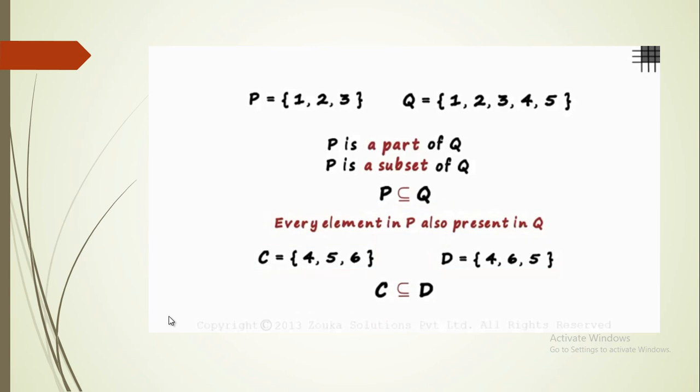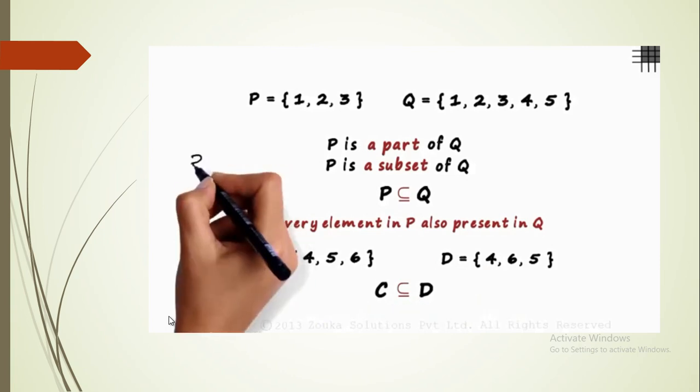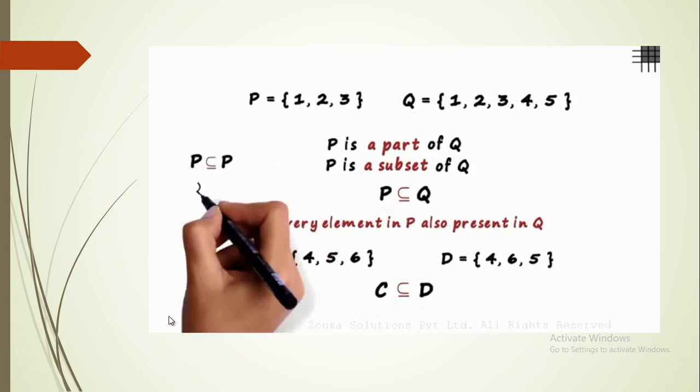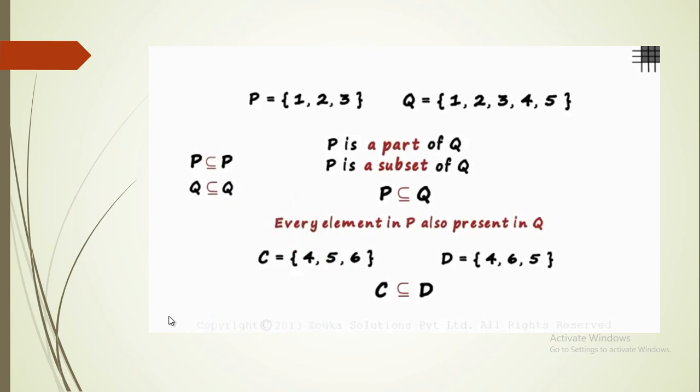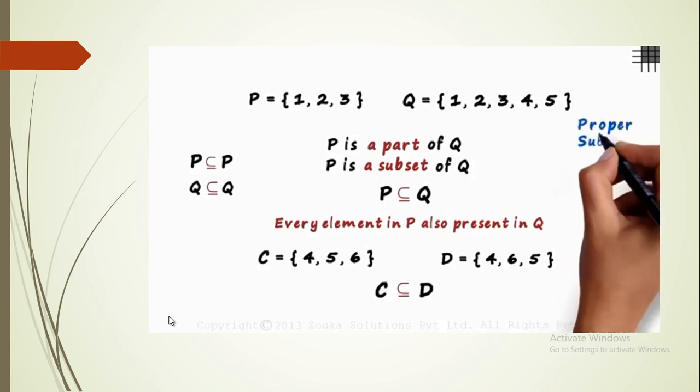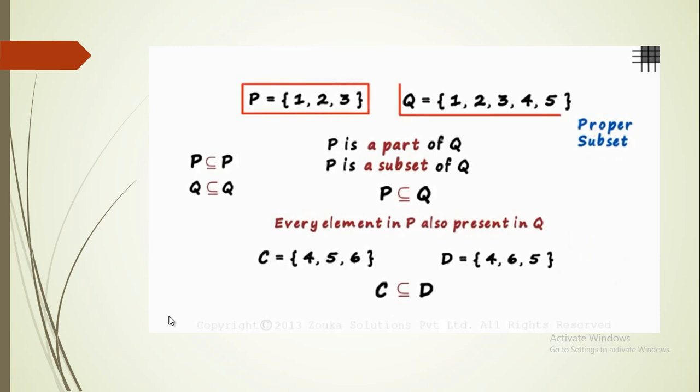This also tells us something more. It tells us that every set is a subset of itself. P is a subset of P, Q is a subset of Q, and so on. For some reason, this does not seem entirely correct, and that gave rise to a new concept of proper subset. Look at sets P and Q.